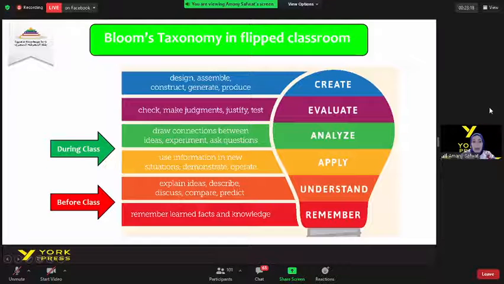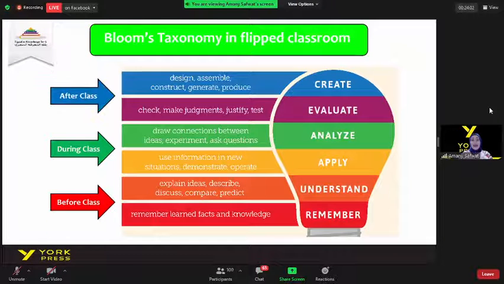Yes, this happens during the classroom. So the students come to the class with things in mind. Then with the teacher and with their colleagues, they begin to draw connection between the ideas, the experiments, to ask questions for each other or for the teacher, and to use the information in new situations. Then they are going to evaluate what they studied, to check, to make judgments, to justify and to test their ideas and themselves, then to create, that is to design new things, to assemble what they learned, to construct and to generate new ideas and to produce many new things and questions.